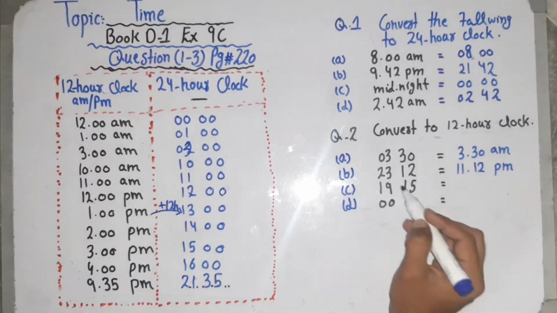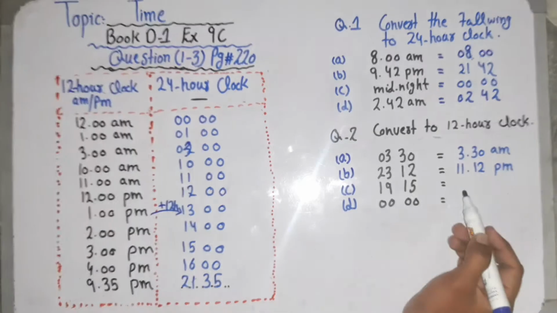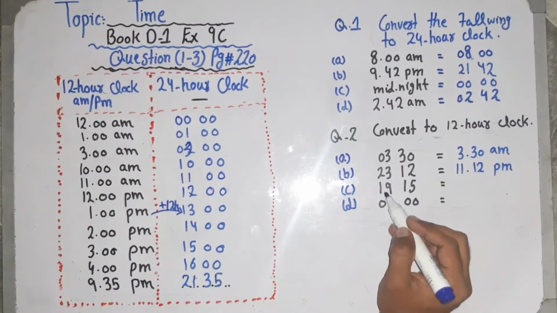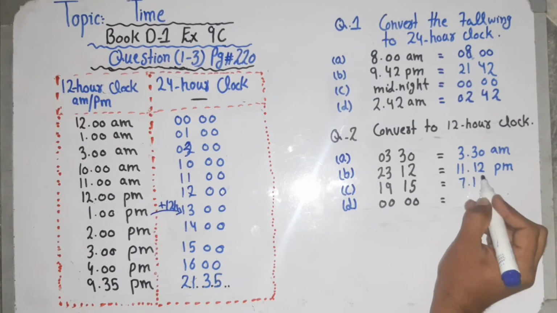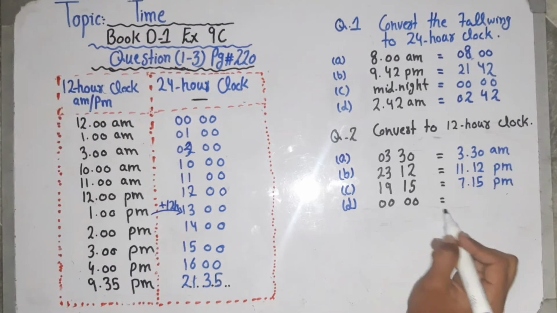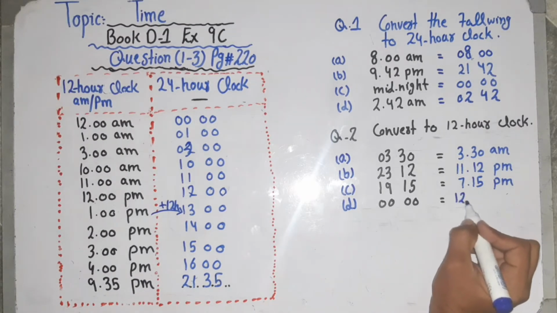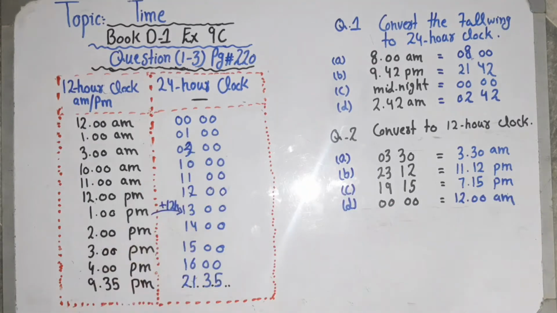Similarly, here also we have time after 12, so there will be a difference of 12 hours. So here we have 19. If we subtract 12 from 19, the time is 7:15 PM. At 0:00 we have midnight, and at midnight we have 12:00 AM. We have discussed this here.